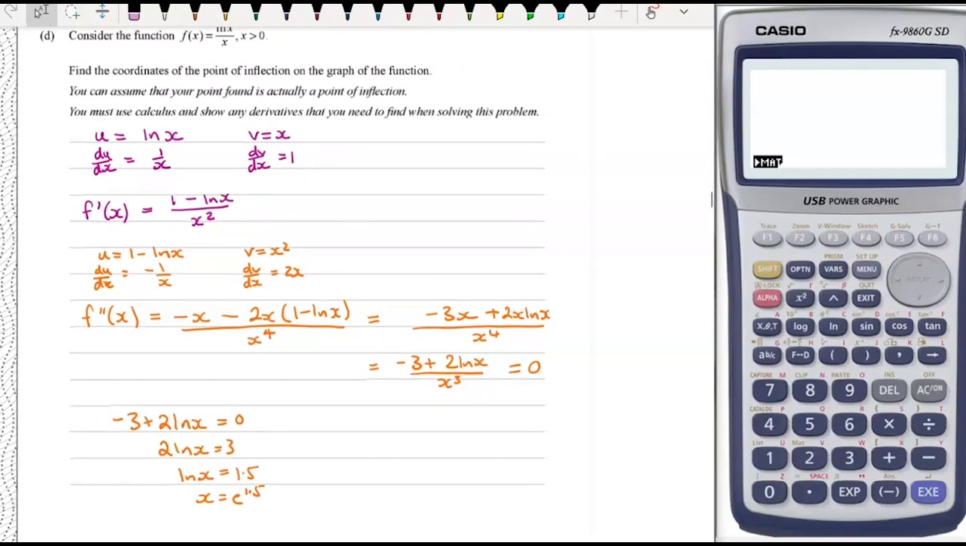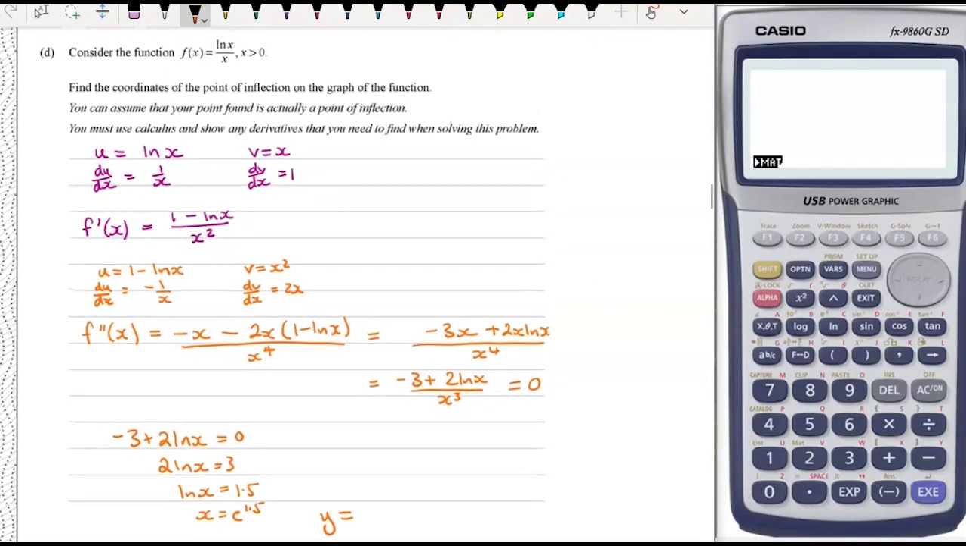Okay, now we want to find the coordinates of the point. So we've got the x coordinate, now we need the y coordinate. So y is equal to log of x over x. So log of x, which is e to the 1.5, over e to the 1.5. The e and the log cancel, so that's just 1.5 divided by e to the 1.5.